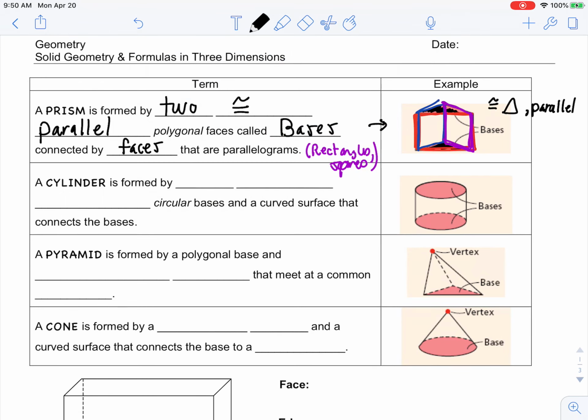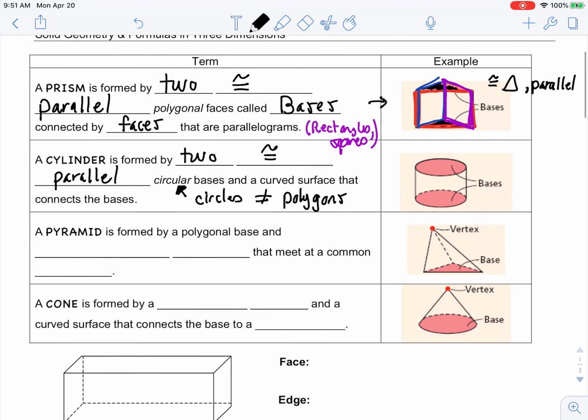Now, a cylinder, going back to some definitions, a cylinder is formed by two congruent and parallel circular bases and a curved surface that connects those bases. Now we're going to come back and talk about that curved surface later, but one of the things that I do want to point out is that in a cylinder the bases are circles, and remember that circles are not polygons, since polygons have to have vertices and circles do not.